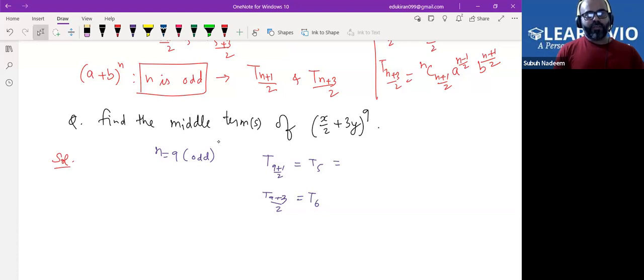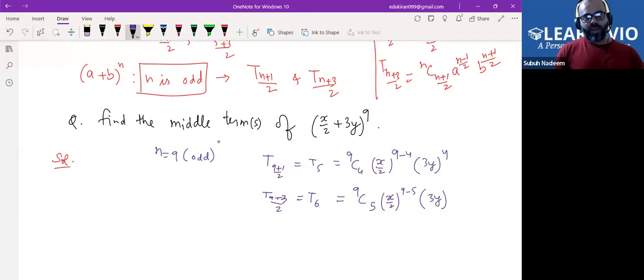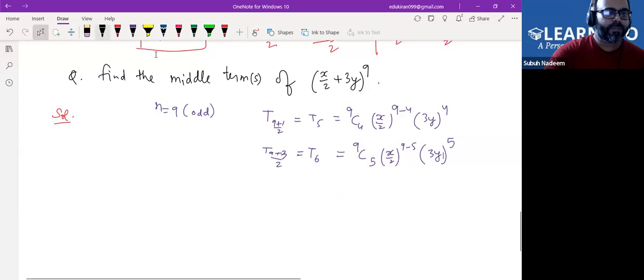Now, if you want to get T5, here r is 4, right? The T(r plus 1)th term is the formula. So basically r is 4. So 9C4 (x by 2) to the power 9 minus 4, (3y) to the power 4. And for T6, here r is 5, because the 5 plus 1th term is the 6th term. So 9C5 (x by 2) to the power 9 minus 5, (3y) to the power 5. So these two terms we get here.